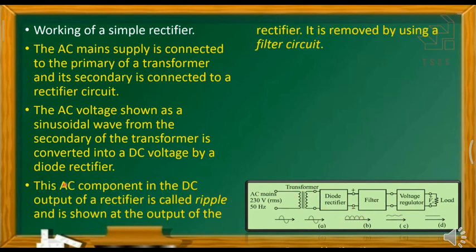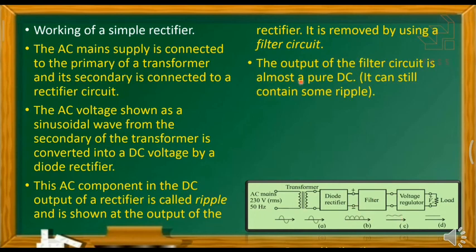This AC component in the DC output of a rectifier is called ripple, and it is present in the output of the rectifier. It is removed by using a filter circuit. The filter circuit makes a straight line. So AC current is a sinusoidal wave function, and DC is a straight line.